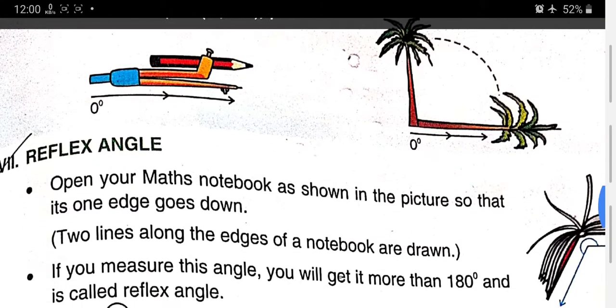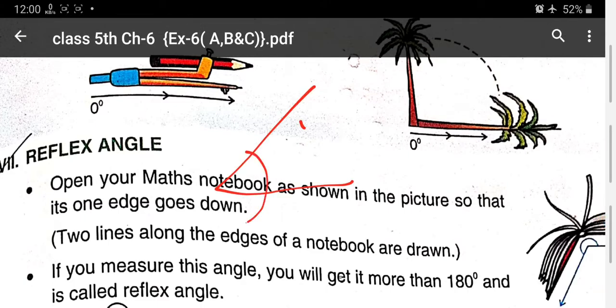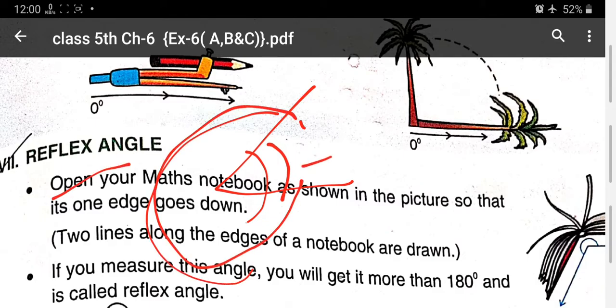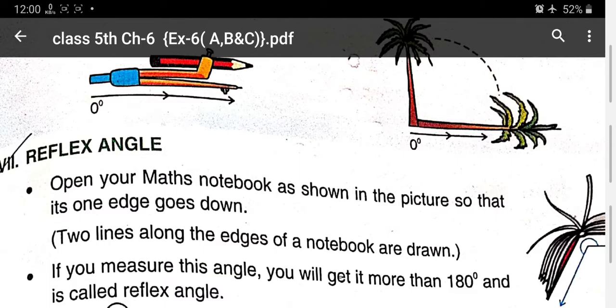Reflex angle. Actually, angle is the distance between two lines. This is also a distance between two lines, and this is also a distance between two lines. So when it becomes bigger, it's known as reflex, or when it becomes small, it may be right, straight, acute, or obtuse.